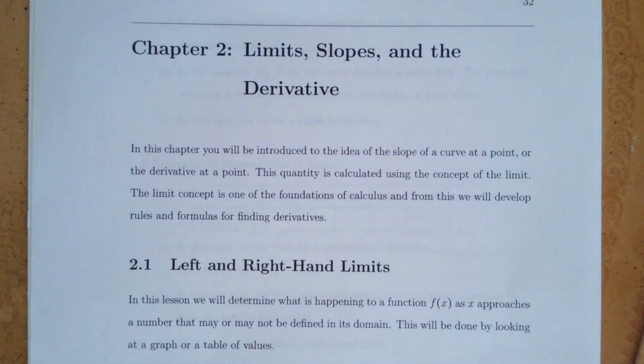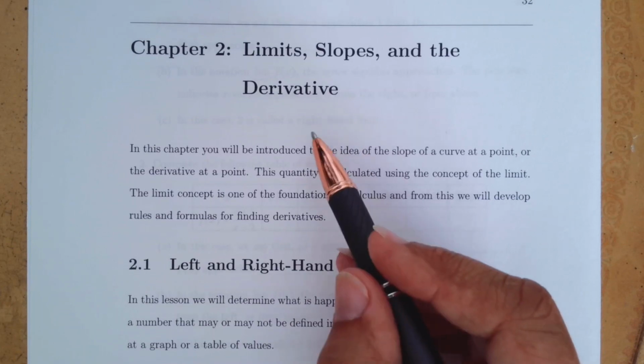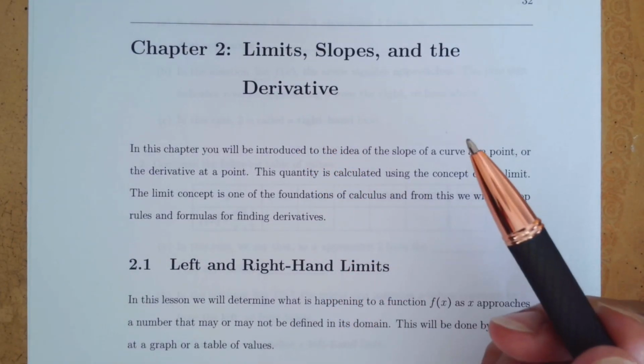Hi, welcome back. In this lesson, we are beginning chapter 2, and particularly we're going to work with section 2.1 today. Chapter 2 is all about finding limits, the slopes, and derivative. Those are the things we're going to be working on in chapter 2.